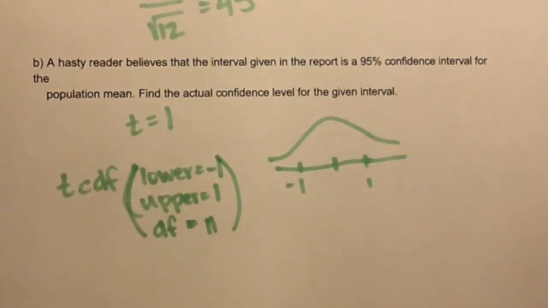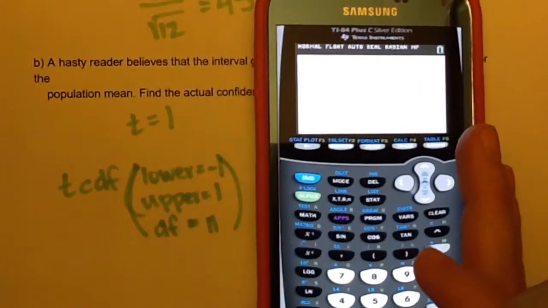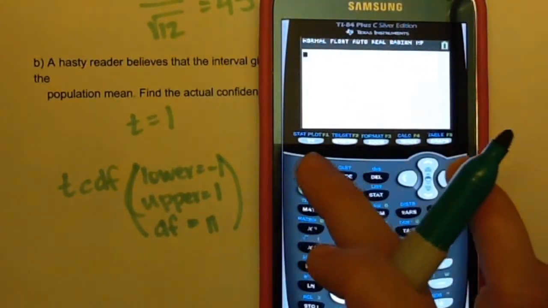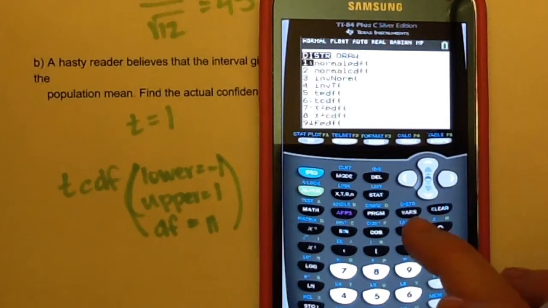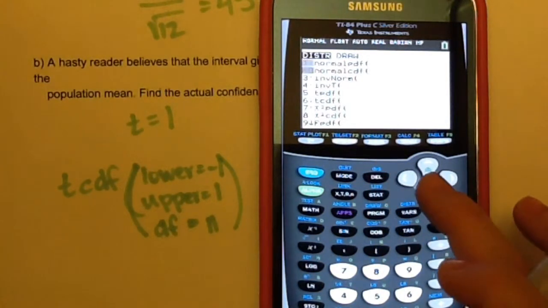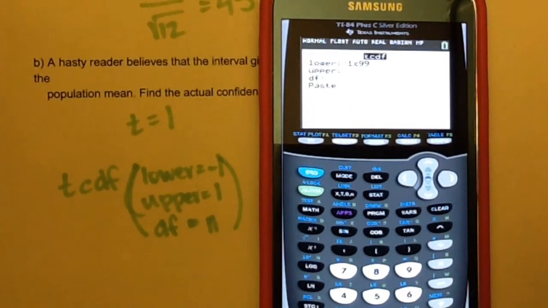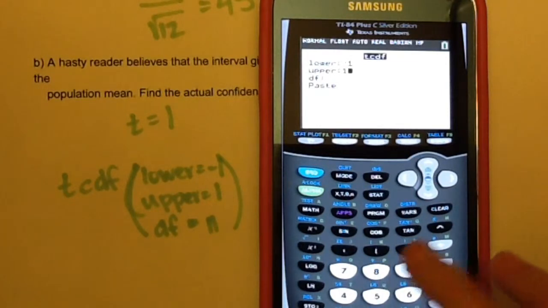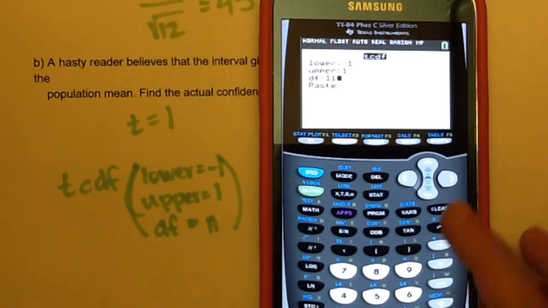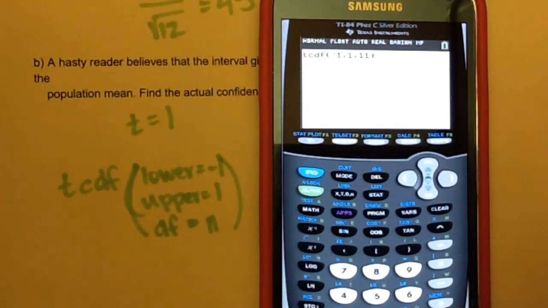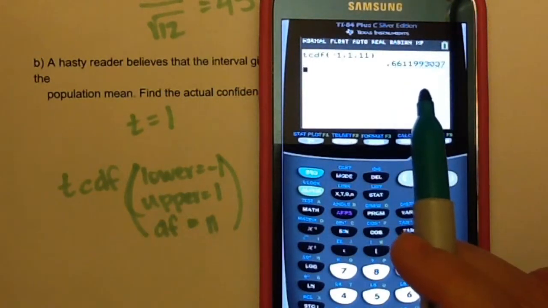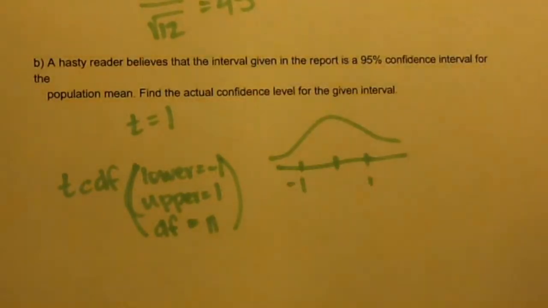Now I forgot to bring my calculator home today, so I'm going to use an app that I have on my phone that looks just like it. And I'm going to do second distribution, just like we did with our normal, our binomial, all of that. And I'm going to go down here to where it says TCDF, which is number 6. I'm putting in that lower of -1, the upper of +1, and my degrees of freedom of 11. And I'm going to paste that in. And I find that I had to have had a confidence level of about 66%.